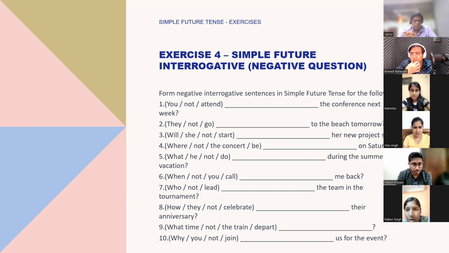What time will the train not depart? Correct. You can also say what time the train will not depart. Both are correct. Well done. Nitesh, dash us for the event. Why will you not join us for the event? Well done. Well done. Moving on.